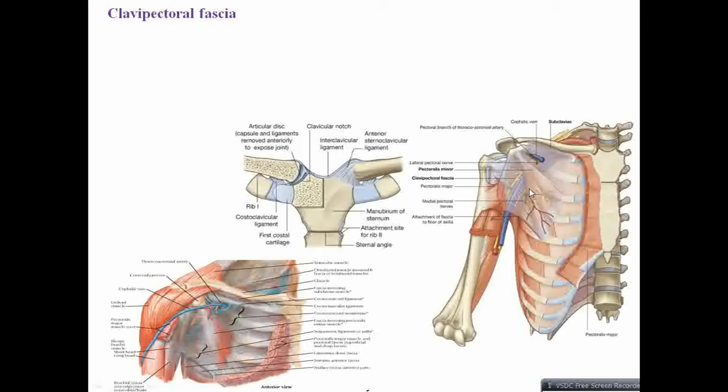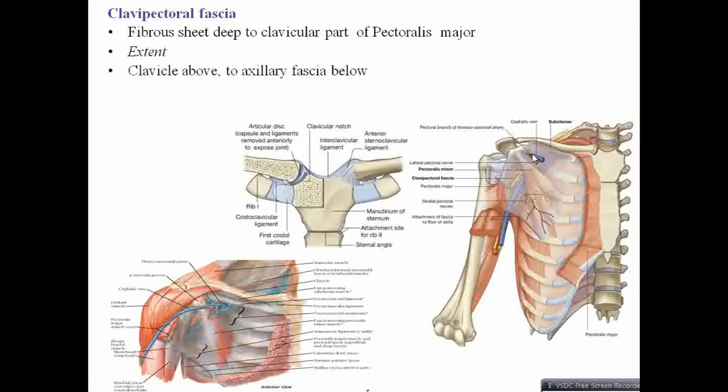Clavipectoral fascia is a fascia that is deep to the pectoralis major muscle. It can be seen in this figure also. It's a fibrous sheet deep to the clavicular part of pectoralis major, which is arising from the clavicle. So mainly it is situated below the clavicular part of pectoralis major. It extends above to the clavicle and below to the axillary fascia.